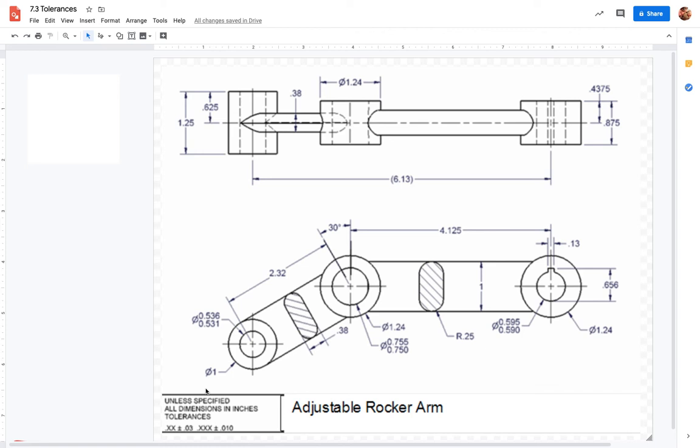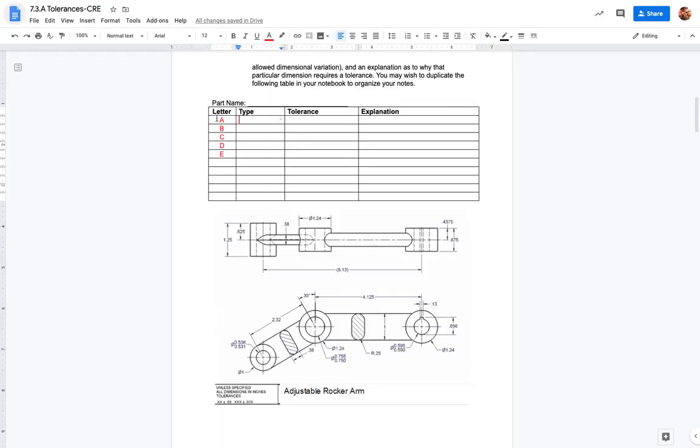In this lesson, you're going to go through a few drawings and identify the tolerances from the dimensions. So here's the first part, and I'm going to walk you through the process. Basically, what you're going to do is take a look at this drawing and fill in the table with the appropriate information. So you have a table something like this, and you're going to put some letters A, B, C, D, E, etc. for each of the parts shown.